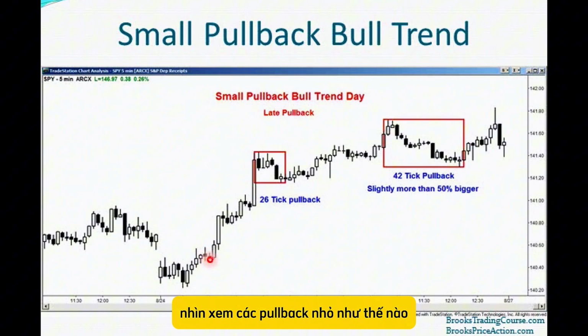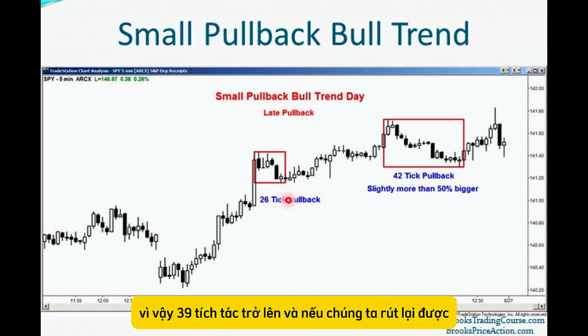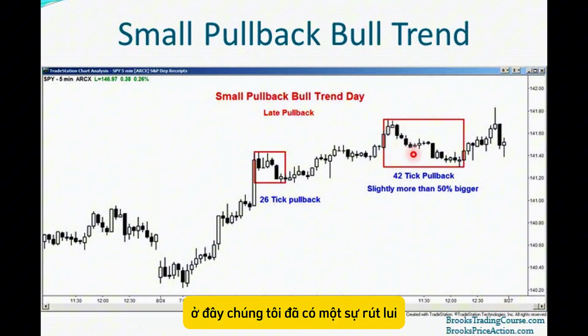Okay, small pullback trend day. Look how tiny the pullbacks are, just a few ticks. Through this point in the day, the biggest pullback was here, 26 ticks. So at some point in the day, I would expect a pullback about 50% bigger, so 39 ticks or more. And if we do get that pullback, I would look to buy it for a new high of the day. Here we had a pullback, 42 ticks, and 3 little pushes down, 1, 2, 3, and a bull reversal bar. To me, that's a reasonable buy for a breakout to a new high of the day into the close of the day.